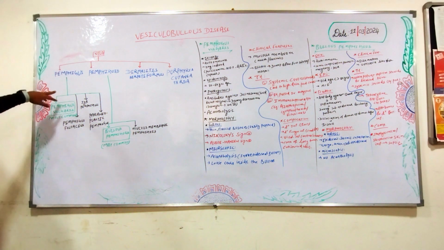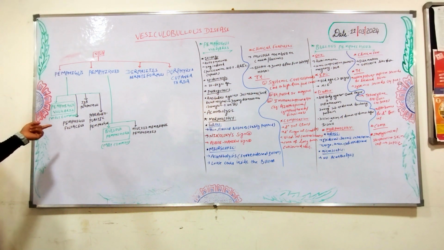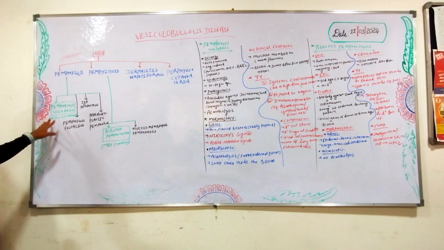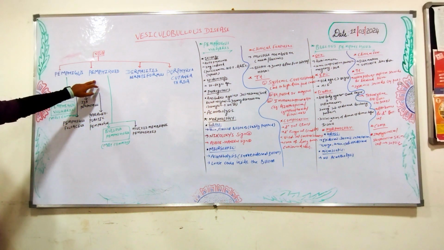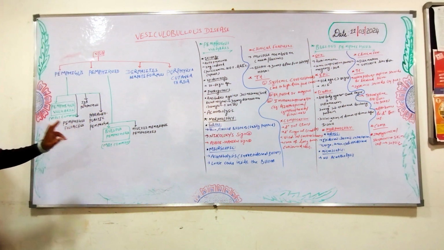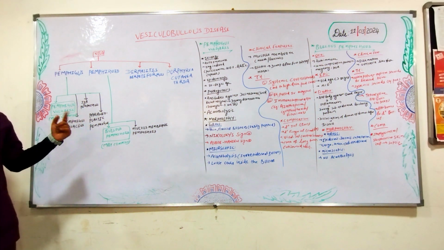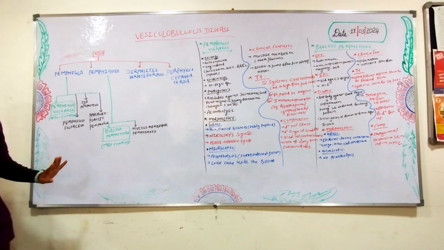Among them, pemphigus is divided into 4 types: pemphigus vulgaris, pemphigus foliaceus, IgA pemphigus, and paraneoplastic pemphigus. Among these 4 types, pemphigus vulgaris is the most common one, so we will discuss that. Pemphigoid is divided into 2 parts: bullous pemphigoid and mucous membrane pemphigoid. Among those, bullous pemphigoid is the most common.